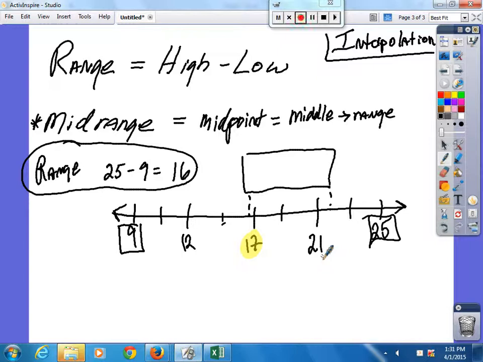Now you've got these two numbers by mid-range. These two numbers by mid-range. Mid-range is mid-range is mid-range. It's called interpolation.